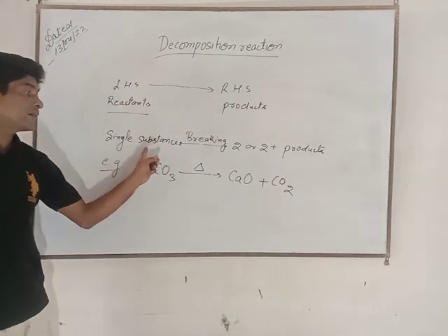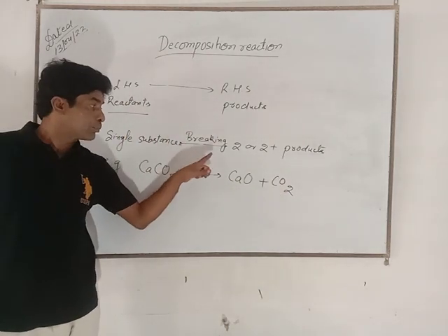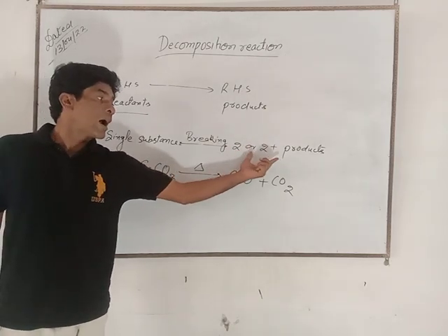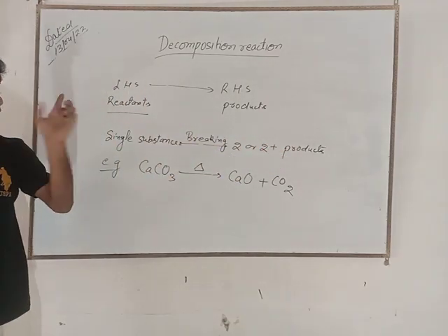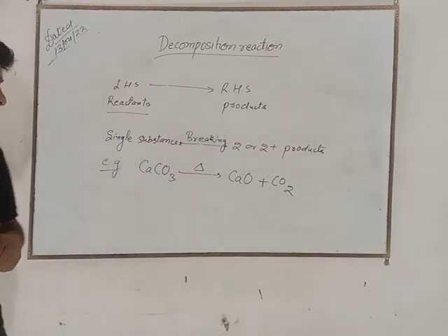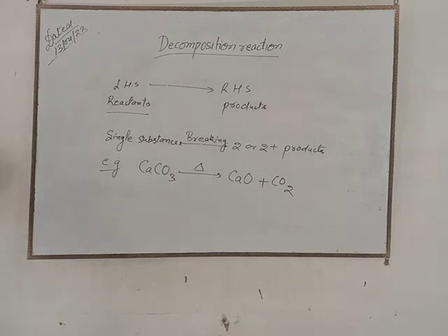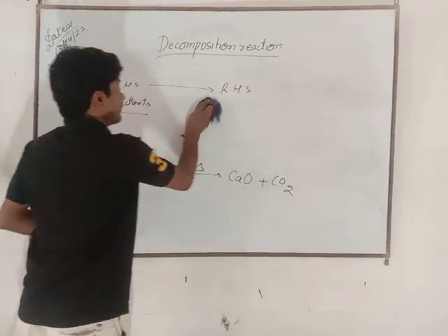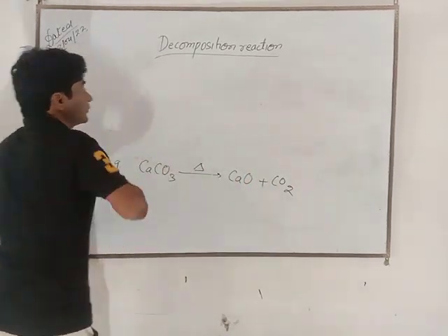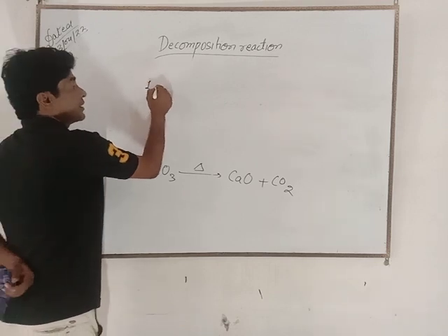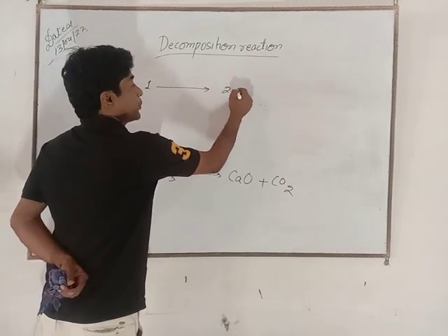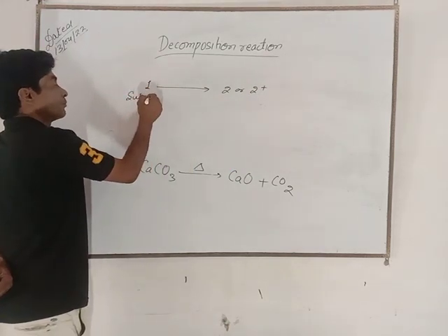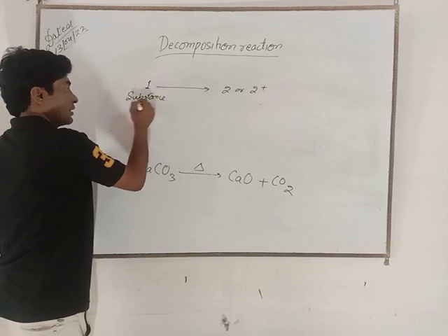It means when one single substance, by any breaking agent, just changes into 2 or 2 plus products, then this is known as decomposition reaction. Now I am telling you breaking agents can be any type. Here in decomposition reaction I am showing you, suppose that one reactant changes into 2 or 2 plus products. Here one single substance, right?